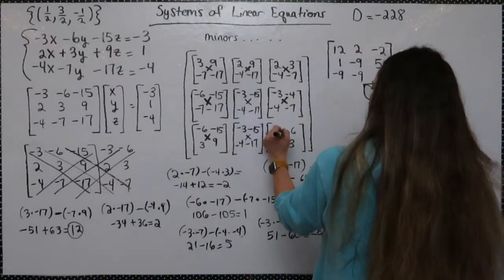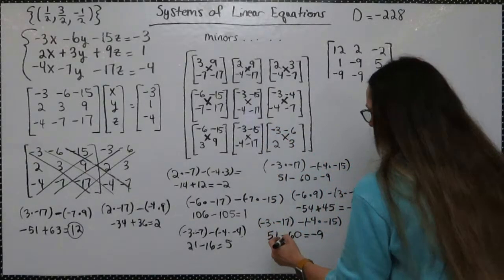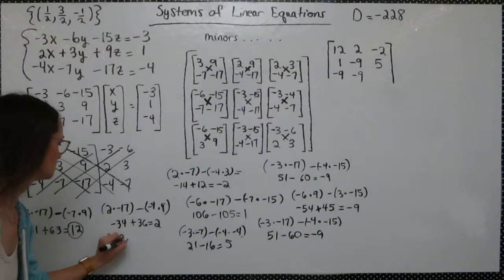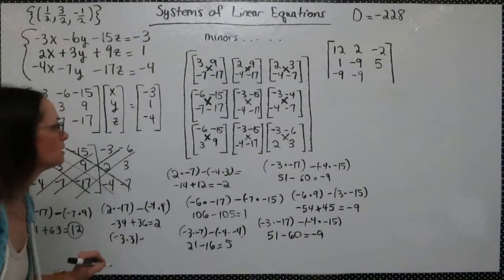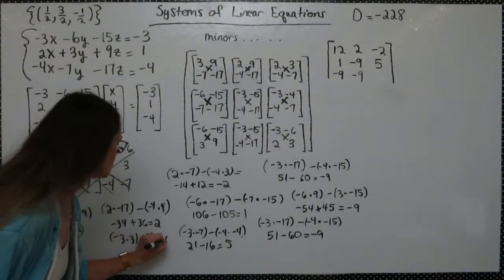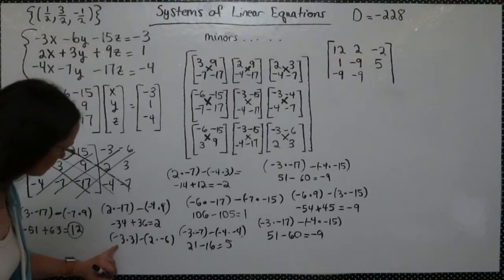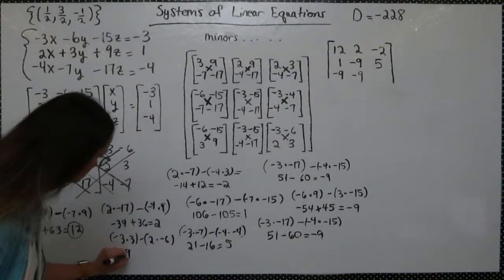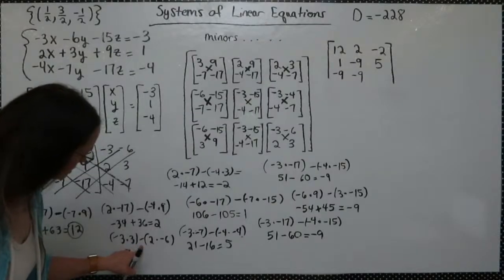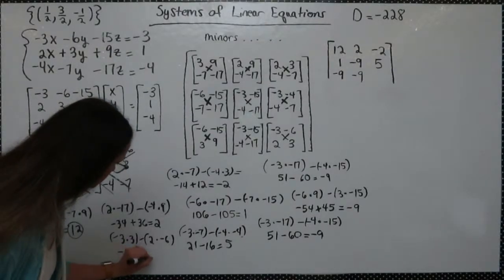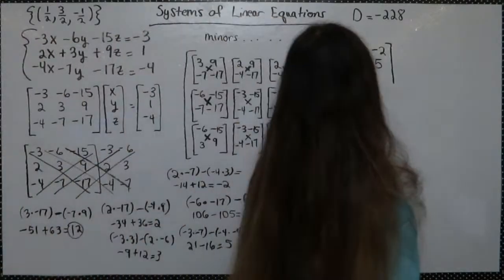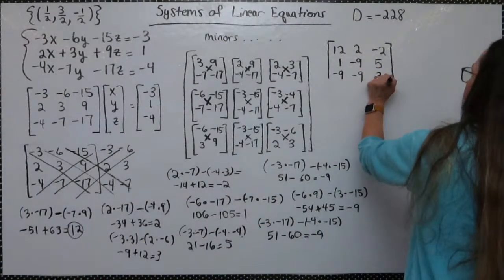One more. -3 times 3. We'll sneak it in here. And that is minus 2 times -6. So we've got -3 times 3 is -9. 6 times 2 is 12. Negative, and then it's going to be positive. And that looks like +3. Oh, all right, good. So here's our matrix of minors.